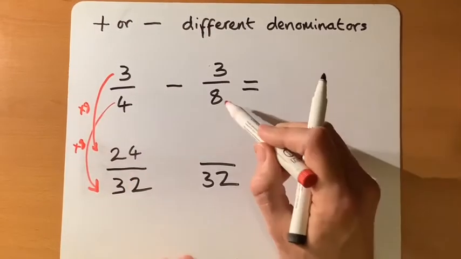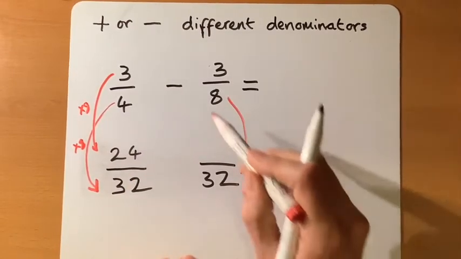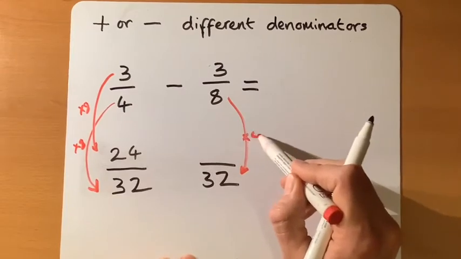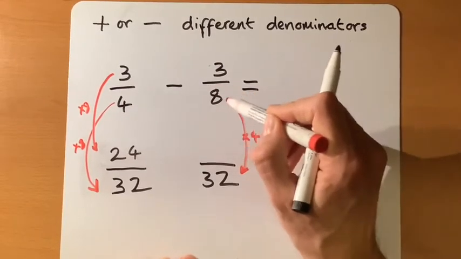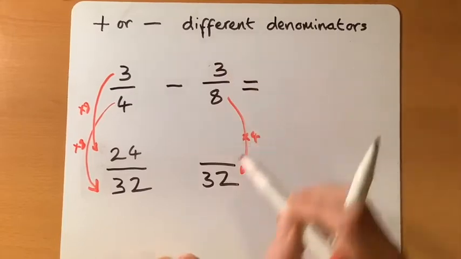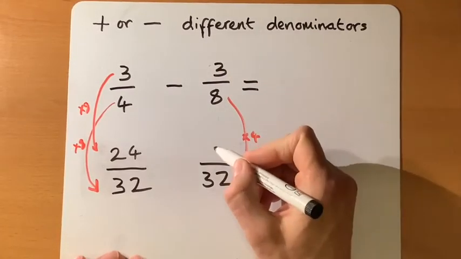Same over this side. How on earth did that 8 become 32? Well, we times it by the 4. And to make it fair, whatever we do to the denominator, we must do to the numerator. 3 times 4 is 12.